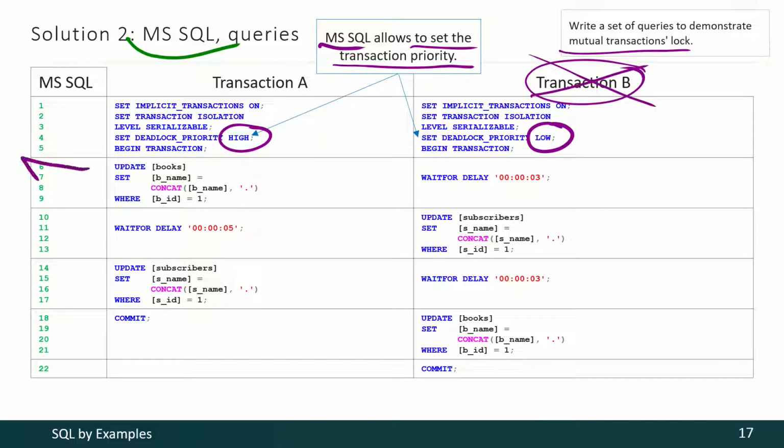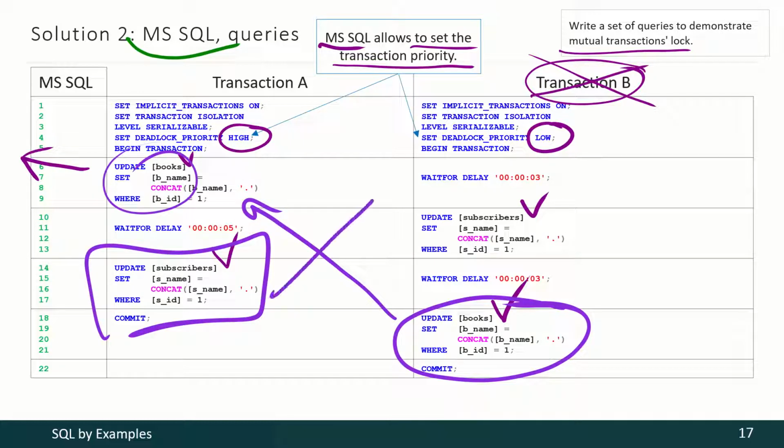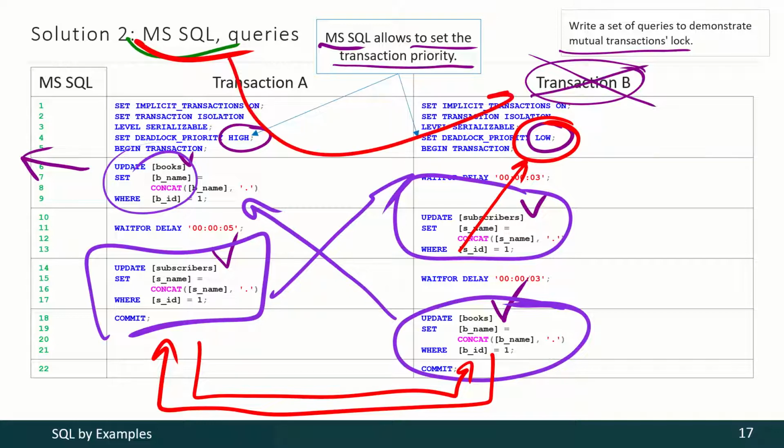Then we are performing exactly the same operations as with MySQL. We are updating books table here and subscribers table here, then subscribers table here and books table here. And once again, this update waits for this update completion and this update waits for this update completion. So the first transaction waits for the second transaction completion and the second transaction waits for the first transaction completion. But as this transaction has low priority, the DBMS most likely selects this one as victim and will terminate it.